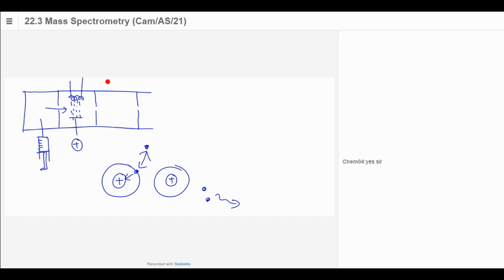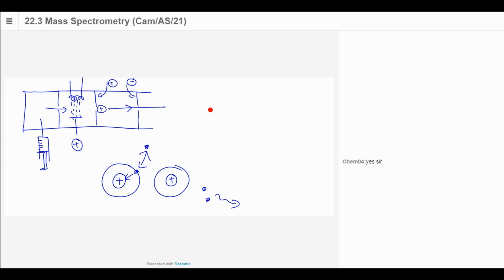There is an electric field here, with positively and negatively charged plates. And then the positively charged particle, as it enters this chamber, there will be repulsion between the positively charged plate and the positive ion, and that gives some acceleration to the molecule or the atom, and that will move towards the negative plate, and it goes through this tiny slit in a straight line.